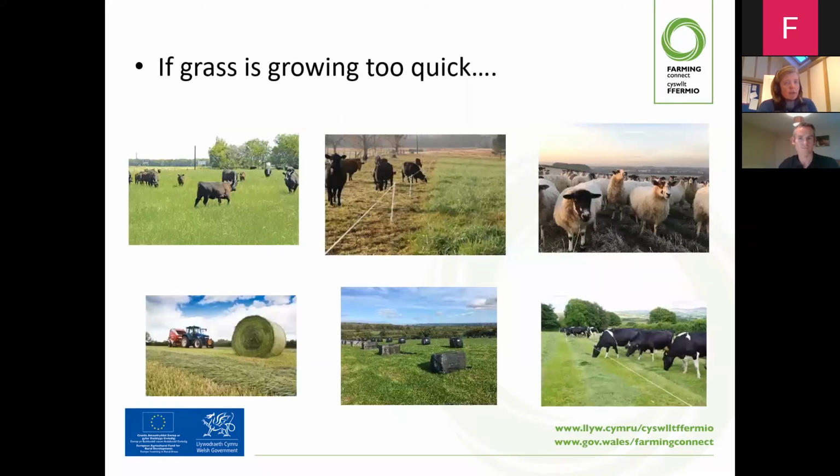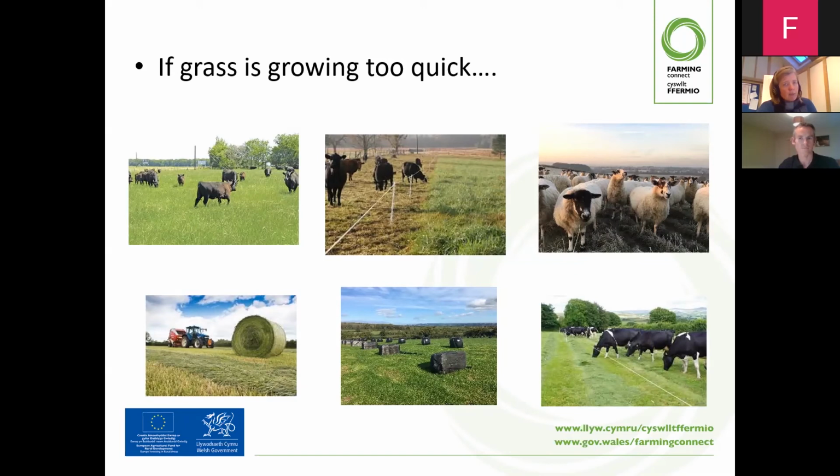So if the grass is growing too quickly, what are some options? If you've got a mixed system, you can bring cattle into those, and the advantage of cattle is that because they don't graze quite so short, they do take off maybe some of the longer ends and improve the quality for sheep.